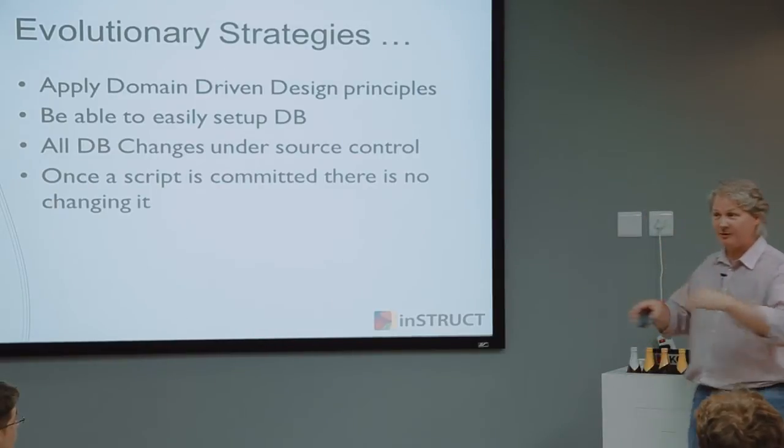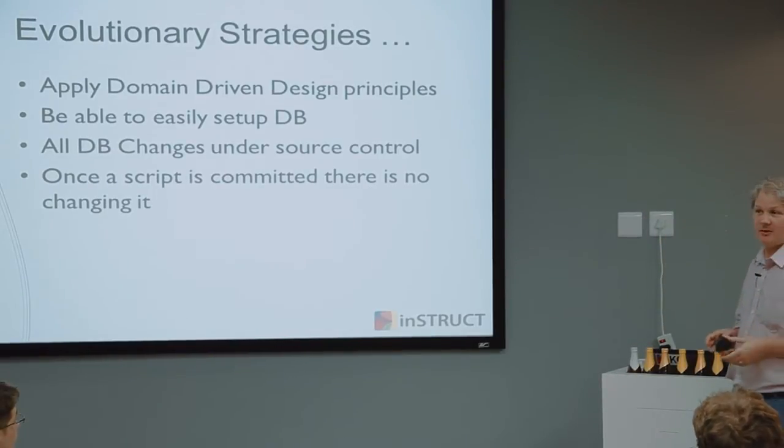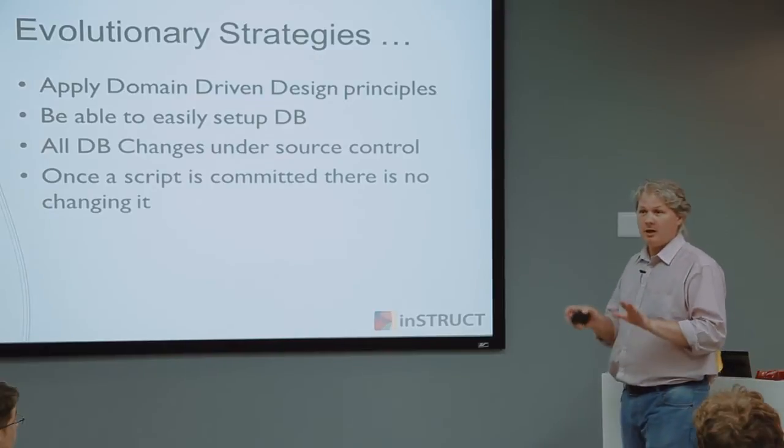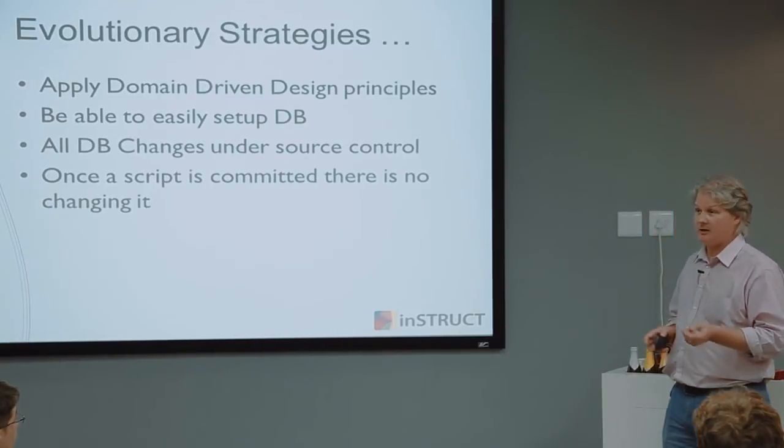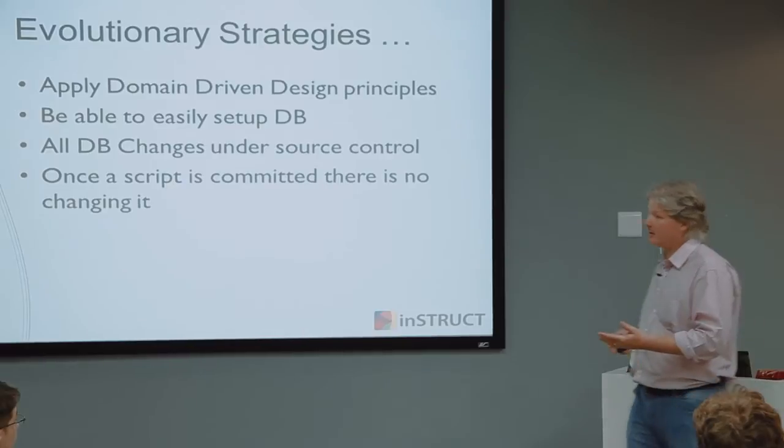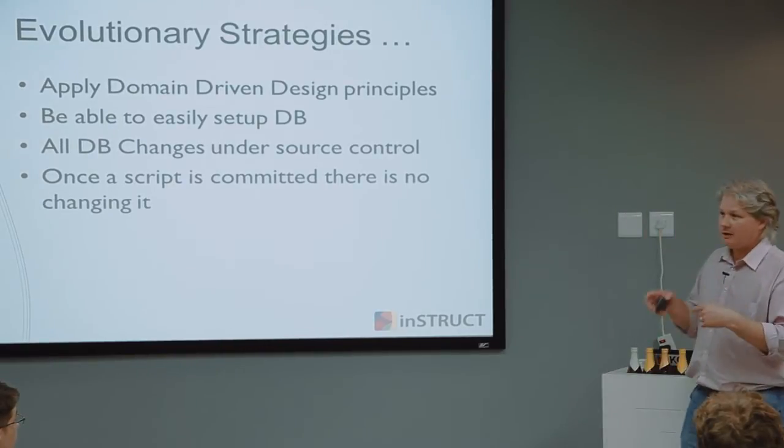When you commit your script, you are done. If you needed to make a change, or if there's some weirdness that actually had to happen, if it's a simple change, well, you've got to script it again. If you left a column off, you're scripting another column onto your table. You're not going back in there and changing it.